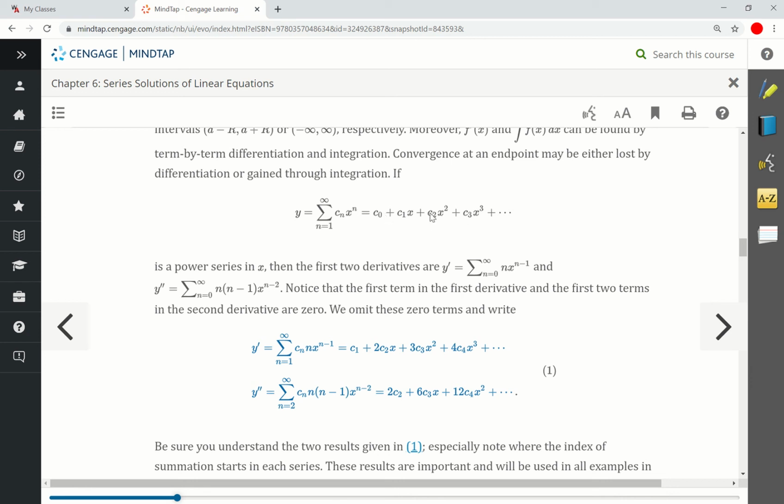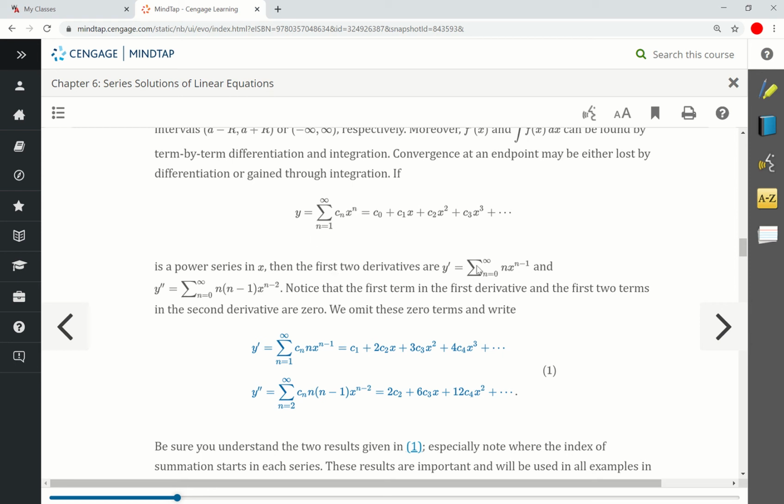When n is equal to 2, we get c2 x squared, which would be this term here. And then we know how to differentiate something like this. The derivative of c0 would be 0. The derivative of c1 x would be c1. The derivative of c2 x squared would be 2 c2 x. And in general, if we look at just differentiating the nth term, you bring the power down and then reduce the power by 1, like we're used to.